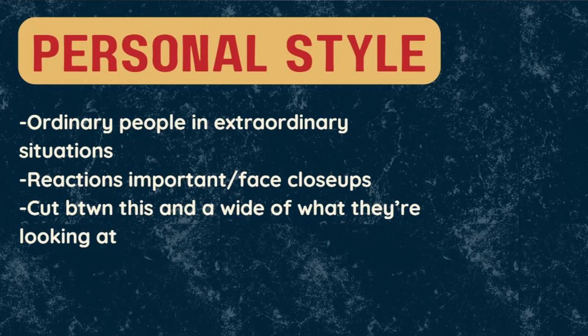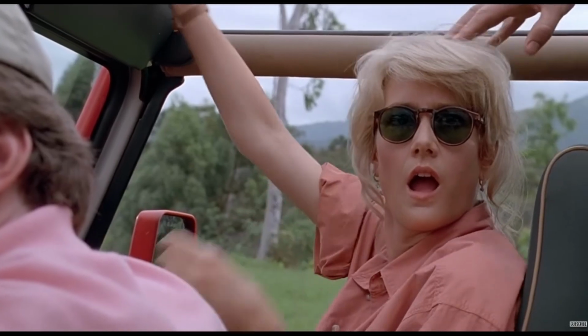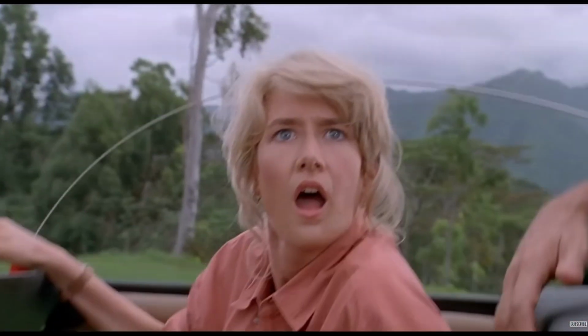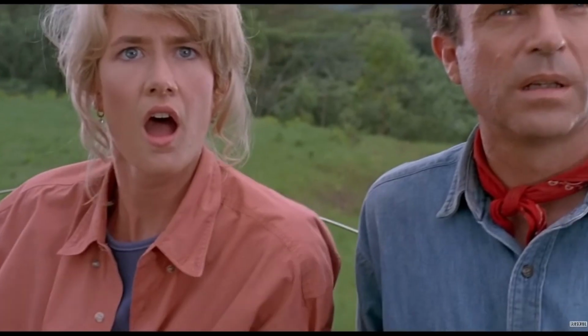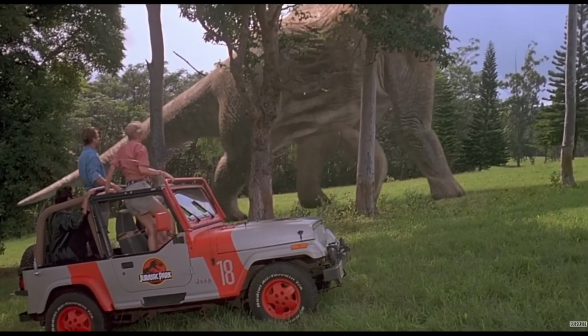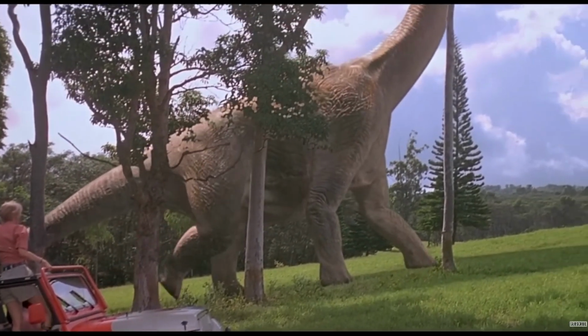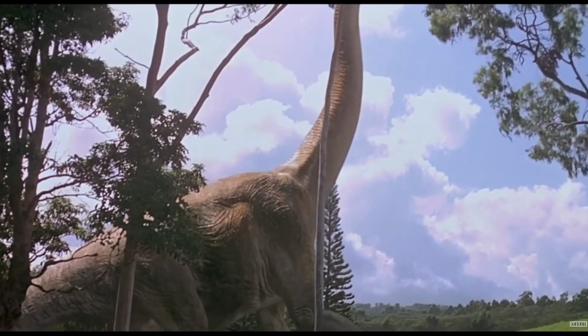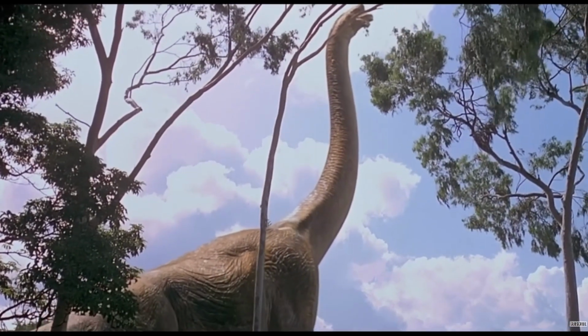Anyways, to wrap this up, here's some notes about Spielberg's personal style, just in case you want to incorporate anything else of his into your own work. On the thematic level, he commonly likes to tell stories about ordinary people in extraordinary situations. The faces of these people are often especially important. He likes to go for close-ups of their reactions. He also cuts between the characters and often a wide shot of what they're looking at. Not necessarily a POV, but at least something that gives us their perspective.